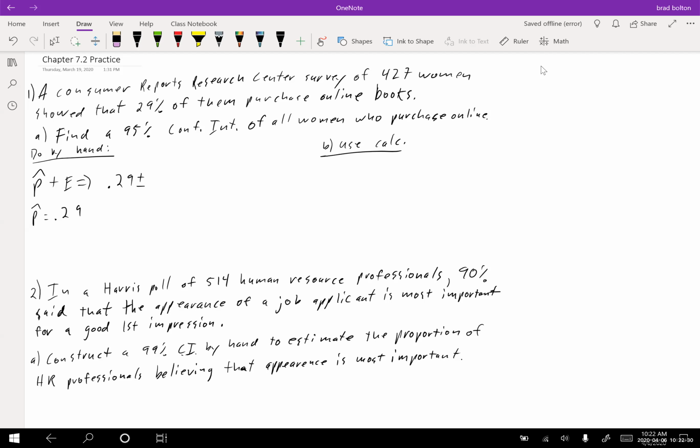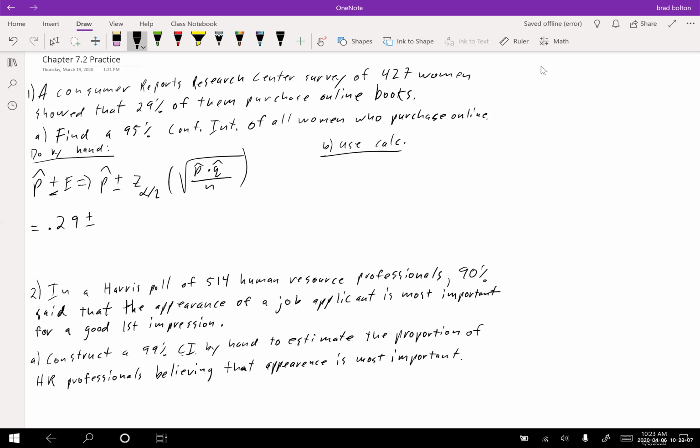You know what, maybe I better write out the formula since we're kind of new to this. This would become p hat plus or minus z alpha over 2 times the square root of p hat times q hat divided by n. Okay, so that's what we're going to do. We're going to do p hat, which is 0.29 plus or minus.